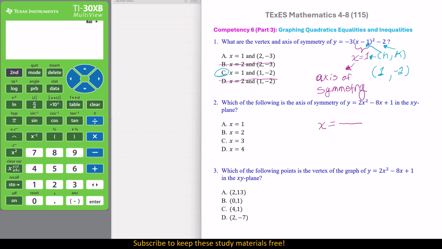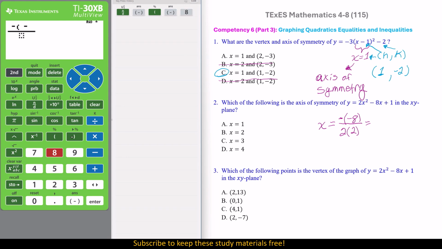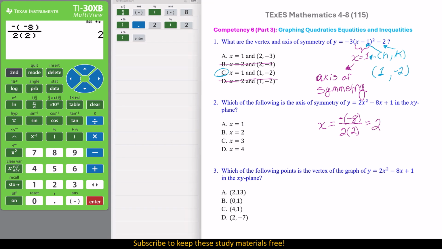Now what is the axis of symmetry? If you forget the formula, it's your quadratic formula without the discriminant. So what is that? Minus b, where b is -8, over the denominator, which is 2 times a, and our a is 2. I'm not going to do that in my head. My brain hurts. So negative -8, then go down, 2 parentheses 2, enter, it's 2. And that is B.